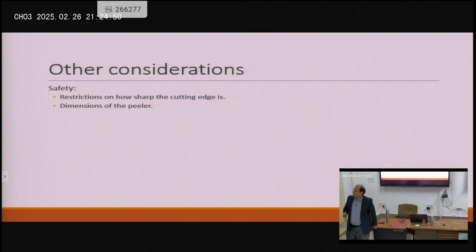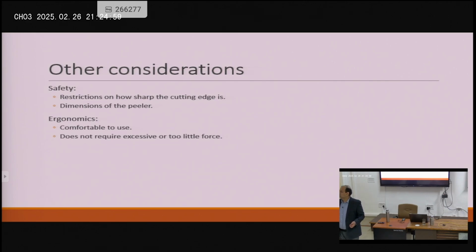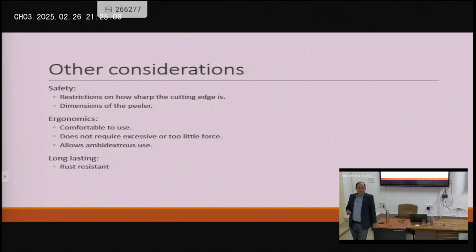So dimensions, not too long. You don't want a peeler this big. You don't want a peeler really small. You want some reasonable size. Ergonomics was already talked about. Comfortable to use. Does not require excessive or too little force. Allows ambidextrous use. Long lasting, so it should be rust resistant. And safe for dishwasher use. Some people say that it doesn't mean the same thing as rust resistant, so we just have it there. Looks like we covered everything, right?